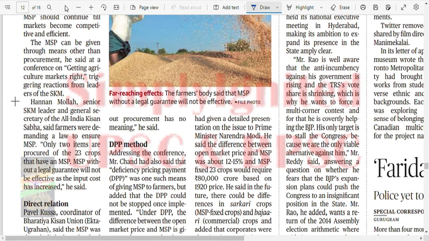Secretary of All India Kisan Sabha said farmers were demanding a law to ensure MSP. Only 2 items are procured of 23 crops that have an MSP. MSP without a 22 crops have MSP. How is this saying 23? 14 plus 6 plus 2. MSP without a legal guarantee will not be effective as input cost has increased.